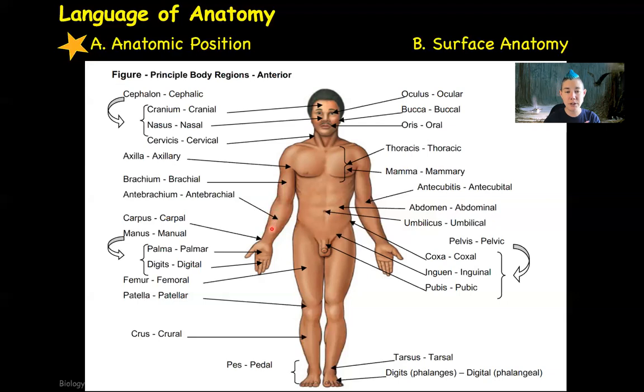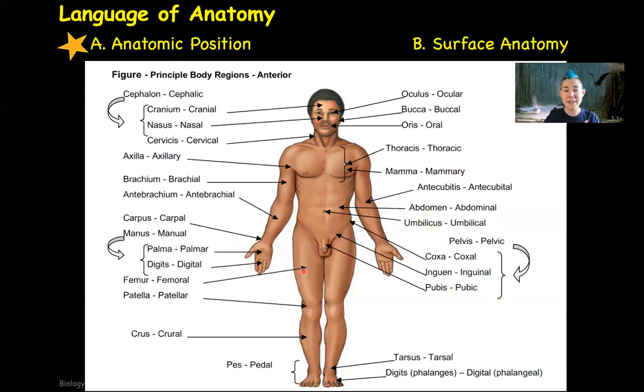If I continue to move distally down the arm, I get to the wrist, which is referred to the carpal region. If you've heard of somebody talk about carpal tunnel syndrome, they're talking about something in the wrist. The whole region of the hand is the manual region. The palmar region is the palm of the hand, and the fingers are the digital region. So the palmar region, together with the digital region, make up the manual region.